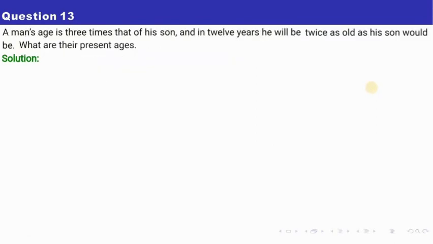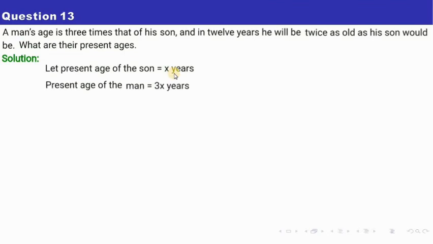Okay, so let's see the last question for the day, question 13. A man's age is 3 times that of his son. Let the present age of the son be x. That means the man's age will be 3 times the son's age, that is 3x. And in 12 years he will be twice as old as his son. That means after 12 years the father's age will be double the son's age.